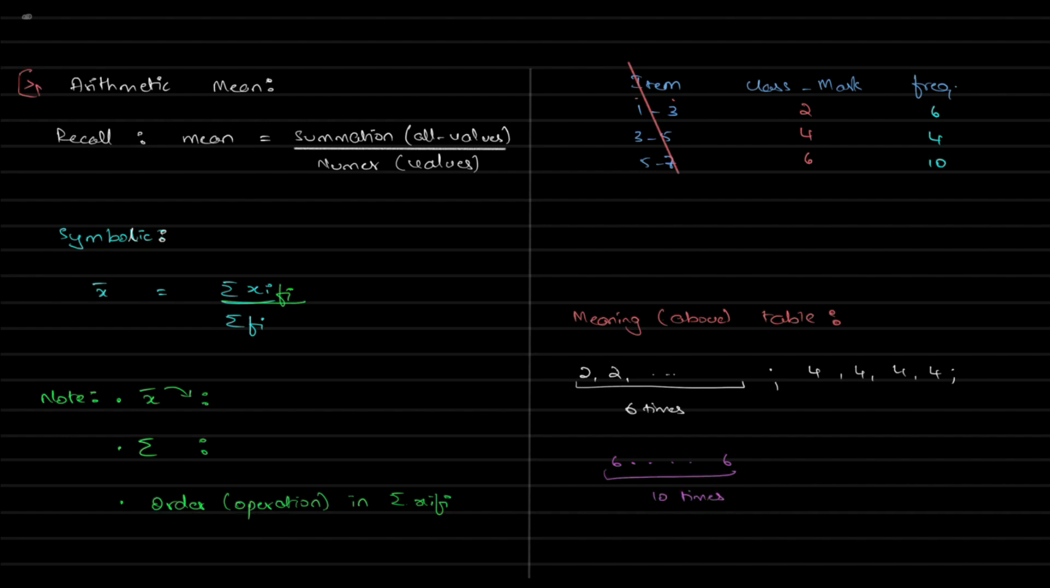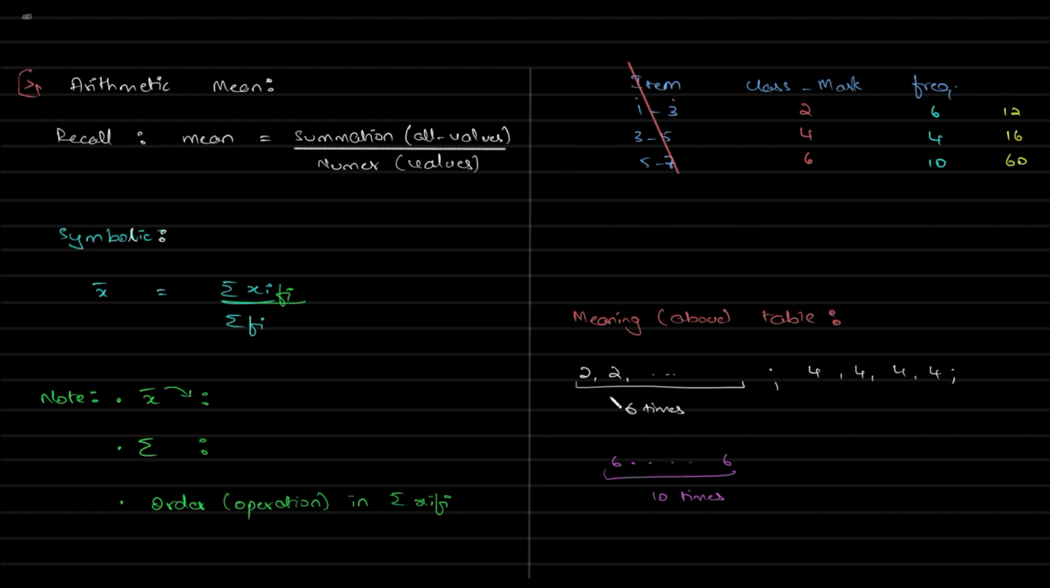Now, what does mean tell? We need to take the sum of all of it. So 2 I have to add 6 times is the same as multiplying 2 into 6, that is 12. I'll just write it over there, since it's already tabulated. 4 has to be added 4 times, so 16. 6 has to be added 10 times, that is 60.